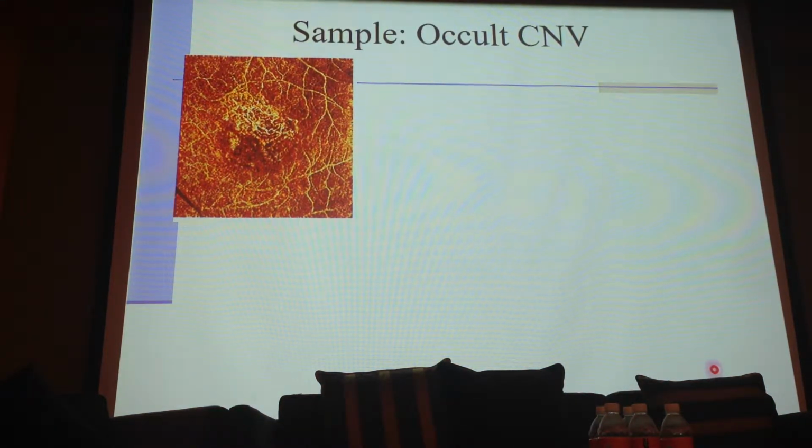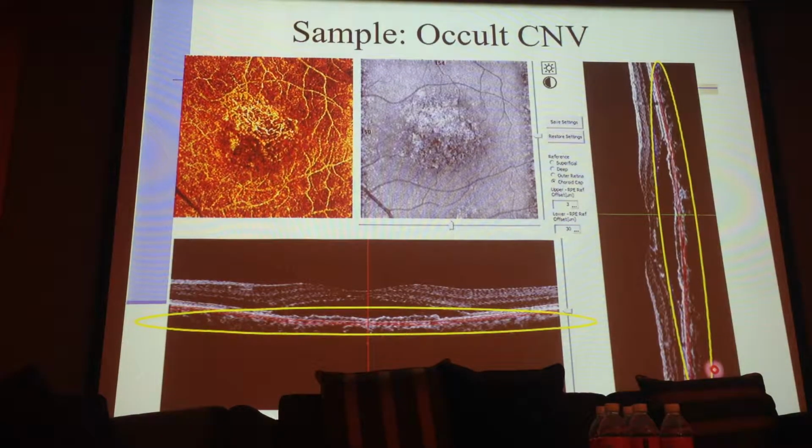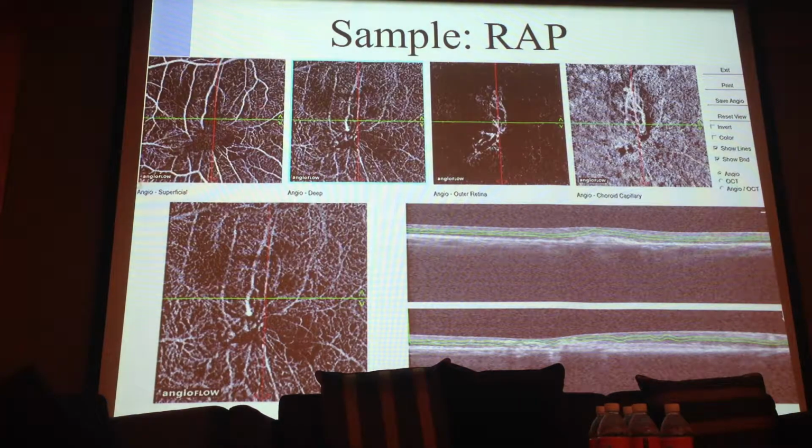The reason I call it a CoCNV is when we look into the segmentation of the image, you see this information comes from beneath the RPE and between Bruch's membrane. That's how we can make the classification of the CNV. Another example is the RAP. You see it originates from the deep capillary plexus and connects to the superficial, and walks down inside the outer retina and into the choroid capillaries.